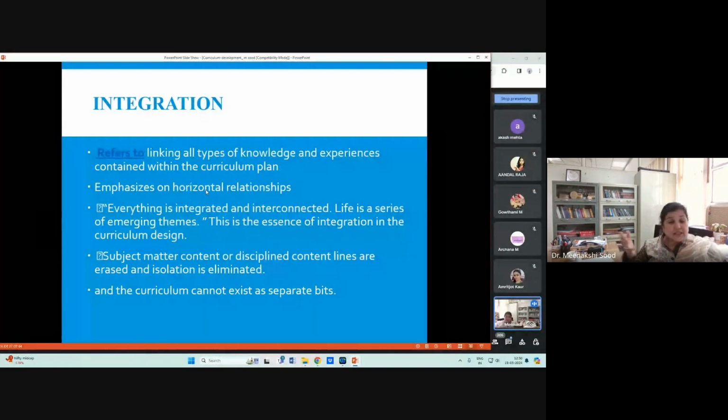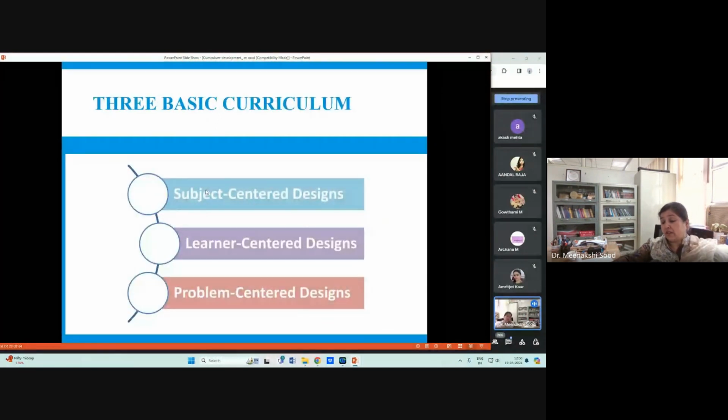the conscious and unconscious learning. So it should be properly integrated. If it is a balance, if you have the blended mode of learning, if you are going for it, then curriculum has to be taken care of. If you are going for the flipped learning, then also it can be taken care of. So basically 3 curriculums are there: subject centered, learner centered, and problem centered.